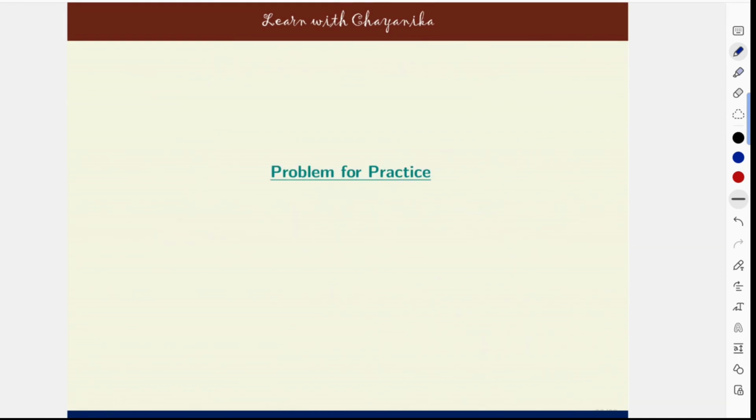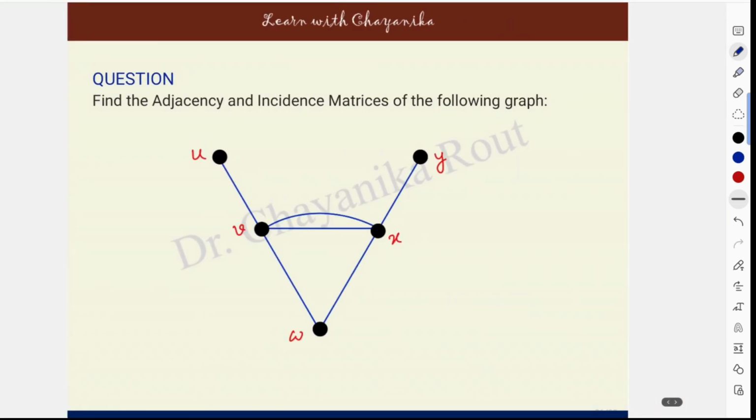Now here I am posting a problem for your practice. This is the given graph to you. You will have to find out the adjacency and incidence matrices for this graph.